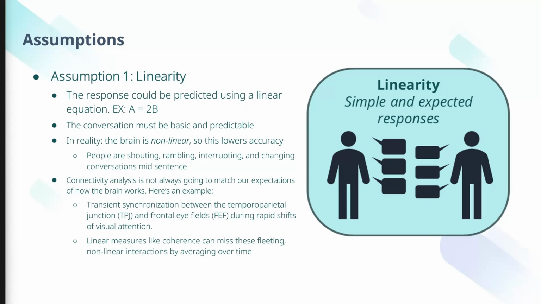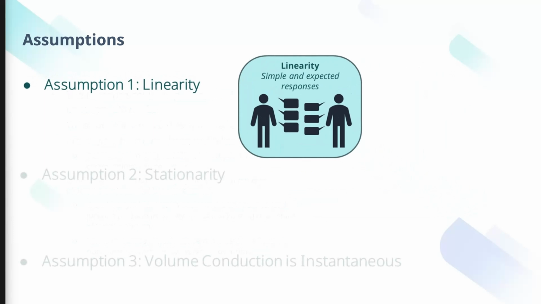So an example of a time where this assumption kind of fails, or where connectivity measurement might not work, is with the transient synchronization between the temporoparietal junction and the frontal eye fields during a rapid shift of visual attention. So maybe during an eyes open recording, I notice something out of the corner of my eye, but really quickly snap back to focusing loosely in front of myself. Now, these linear measures like coherence are going to miss this fleeting nonlinear interaction because we're averaging over such a large time period, so we'll lose anything that's not linear like we expect.